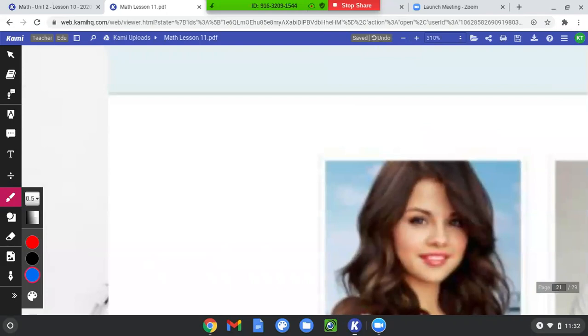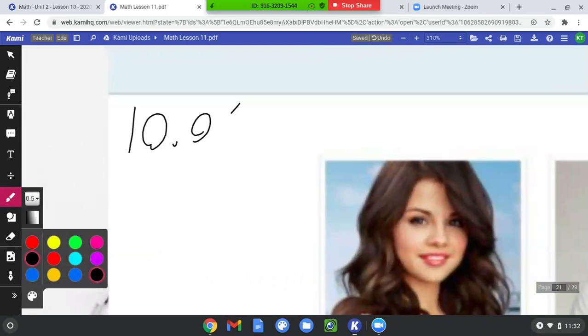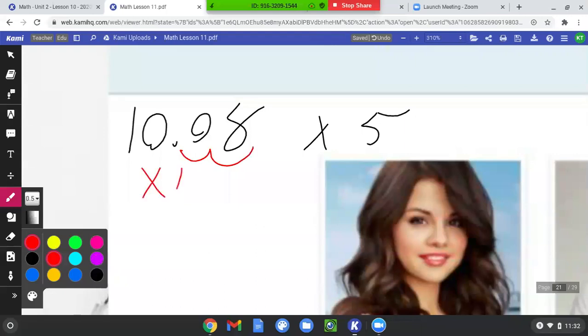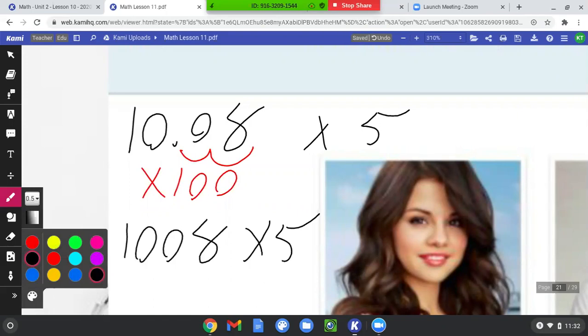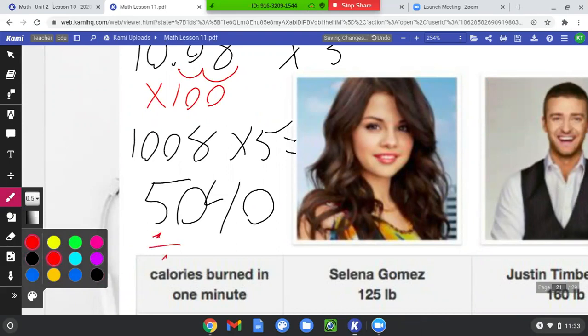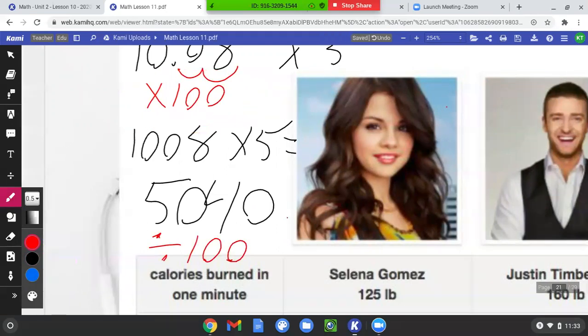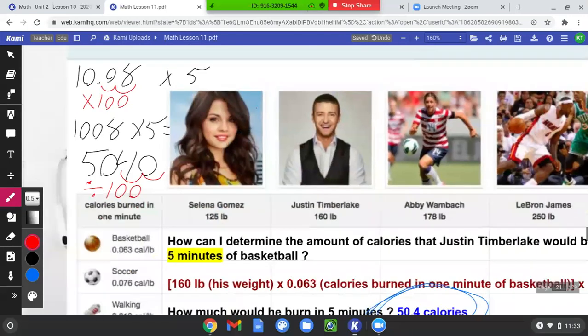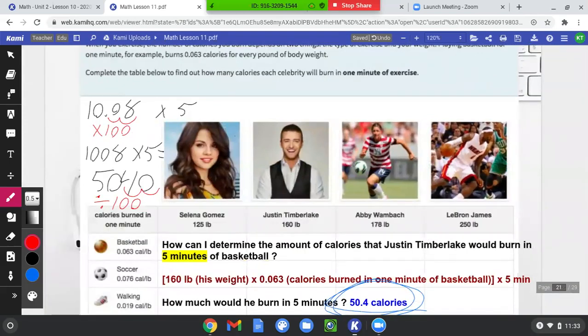But let's practice our multiplication. 10 and 800ths multiply by 5. I need to scale 10 and 800ths up to a friendly number. 1, 2, I'm going to multiply that by 100. Now I am multiplying 1,008 times 5. Show your work. And I get 5,040. I am not done. I need to divide by 100 because we multiply by 100 up there. 1, 2. And our final answer is Justin Timberlake burned 50 calories and 4 tenths playing 5 minutes of basketball.